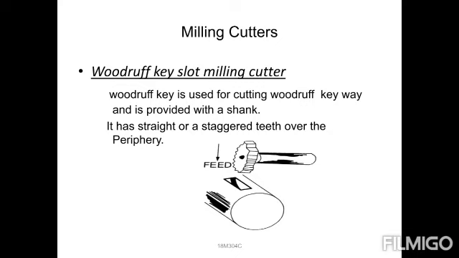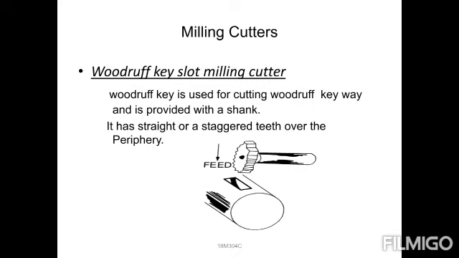Next one is the slot drill, whose cutting action is similar to a twisted drill. It is also used for machining sunk keys and keyways in shafts and similar operations. These are one type of cutter.